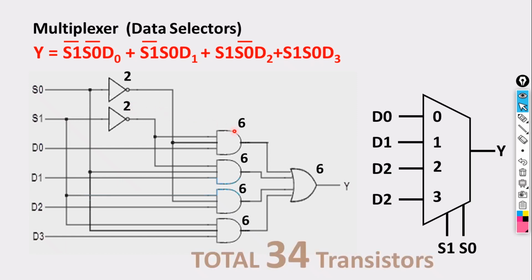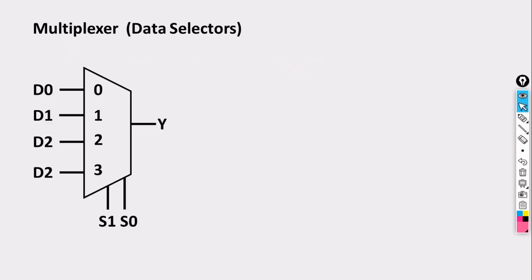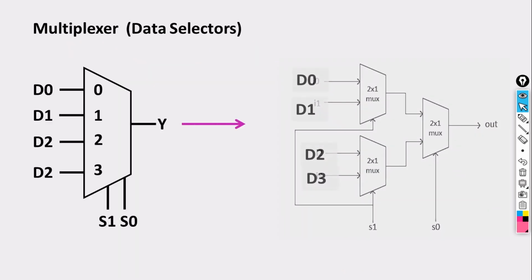So the total number of transistors for this particular design is going to be 38 transistors, if I go in my conventional way, in terms of CMOS logic. Now, if I take it in terms of my top down approach, this is going to be the 4:1 mux.